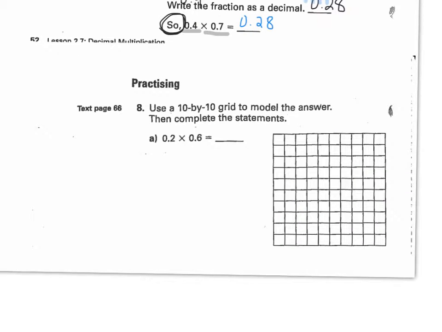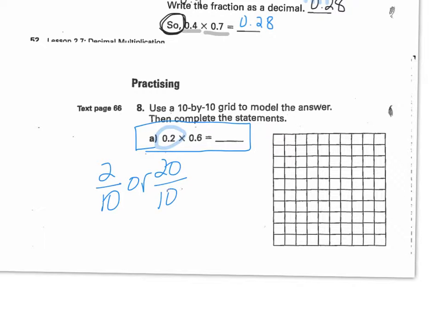We're going to practice that again. Here is our statement. 0.2 times 0.6. First, I'm going to shade in 0.2, which means 2 columns or 20 units. I'm going to shade in 2 columns.